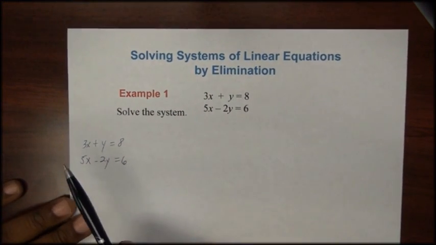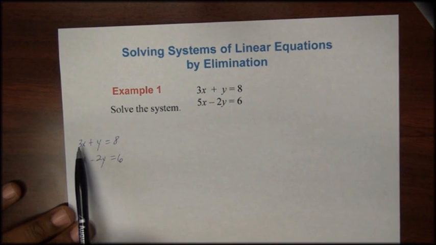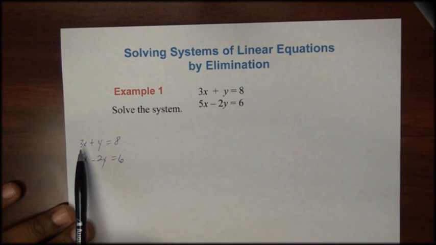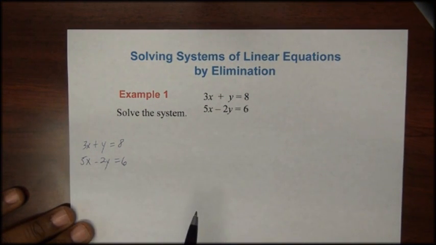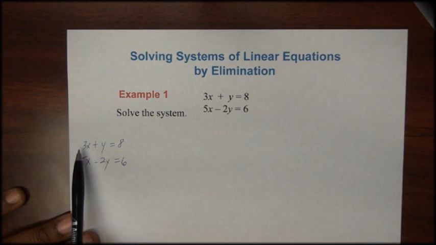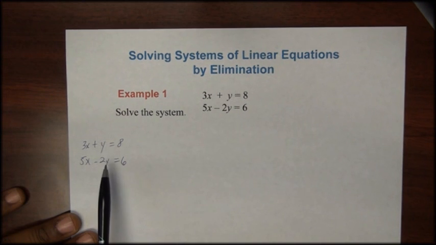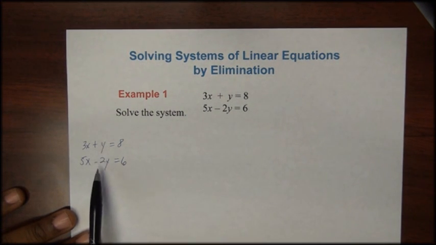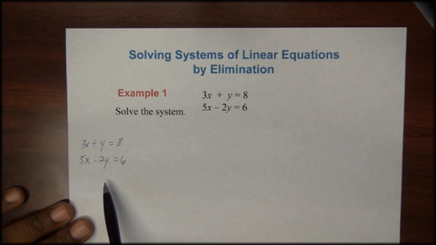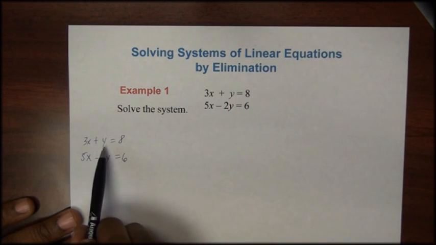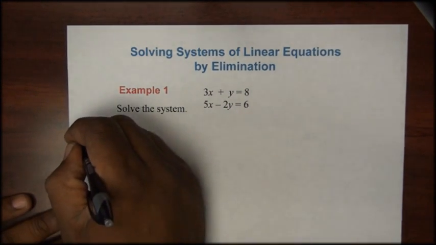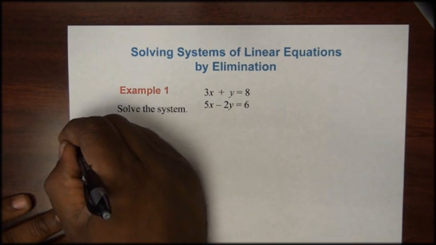Upon examining our linear system, we see that for our x variable, we have coefficients of 3 and 5. Together they have a common multiple of 15. So it's possible to have a positive 15 and a negative 15 combination. If we look at our y variables, we have coefficients of 1 and negative 2. The least common multiple is 2. So it's possible to have a positive 2y and a negative 2y. So I think what I'll do here, in order to eliminate the y variables, I will multiply my top equation by 2.